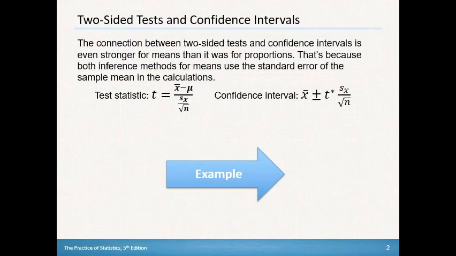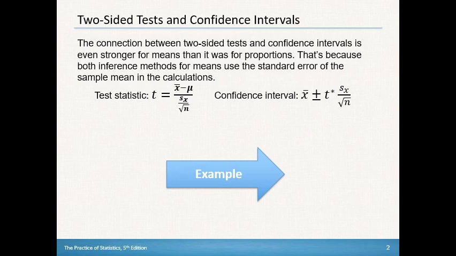All right. So back in the last section, section 9.2, when we were doing proportions, we saw that a two-sided significance test for population proportions gave us similar results to a confidence interval. So here we're going to see that if we do a two-sided significance test, meaning we're using the area in both tails, for population means, we get the exact same result that we would expect when we do a confidence interval.